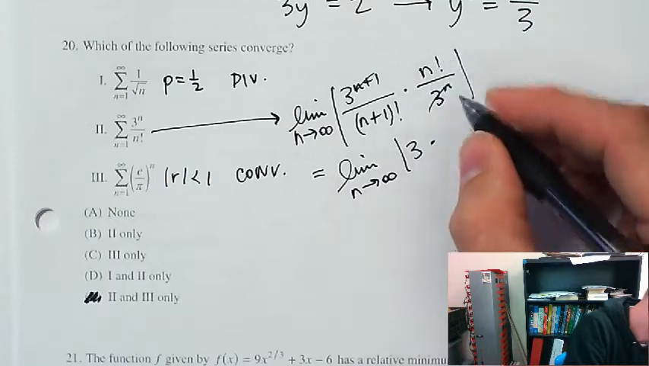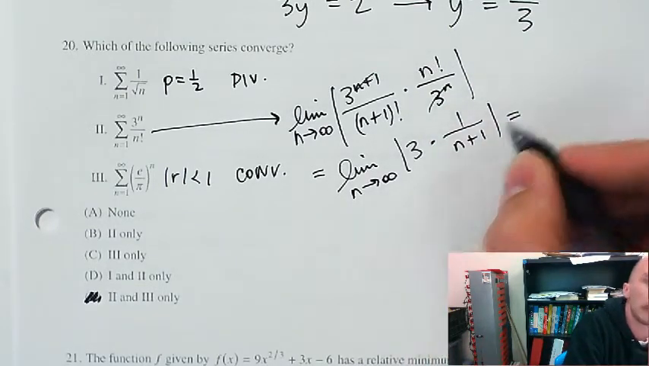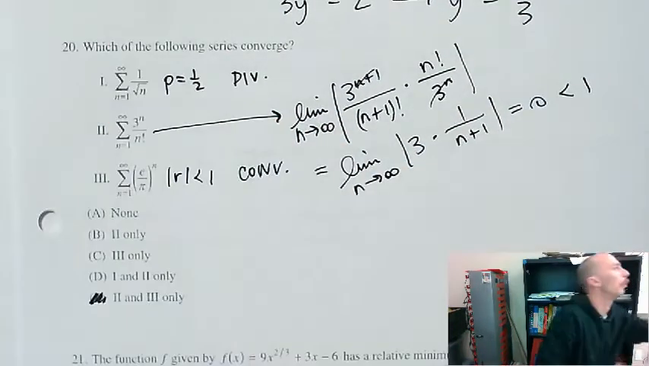And then n factorial over n plus 1 factorial, well, that's 1 over n plus 1. Okay, and that limit as n goes to infinity, that's going to be 0, which is less than 1, so this one converges, and that's why it's 2 and 3 only.